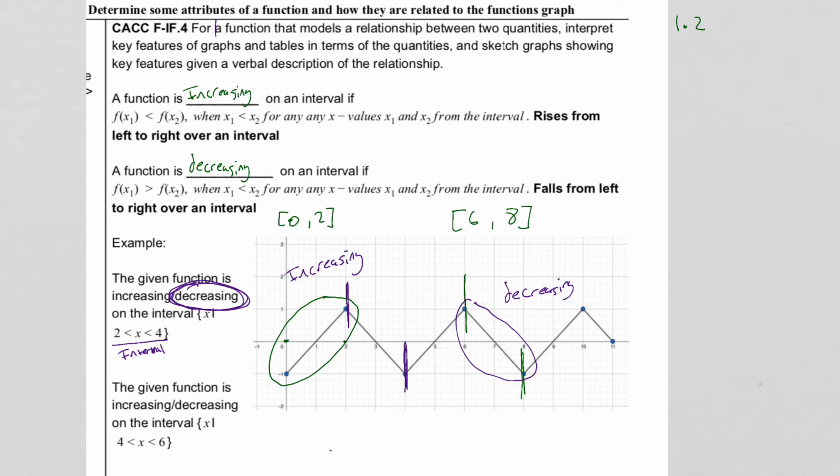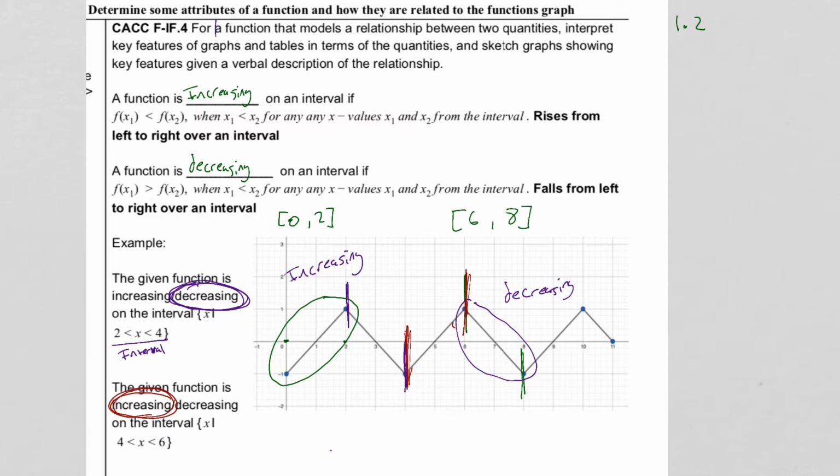So is the given function increasing or decreasing on the interval between 4 and 6? Well, let's see. 4 and 6 is here and here. Is the graph rising or falling between those two red lines? Definitely rising. So the given function is increasing over that interval.